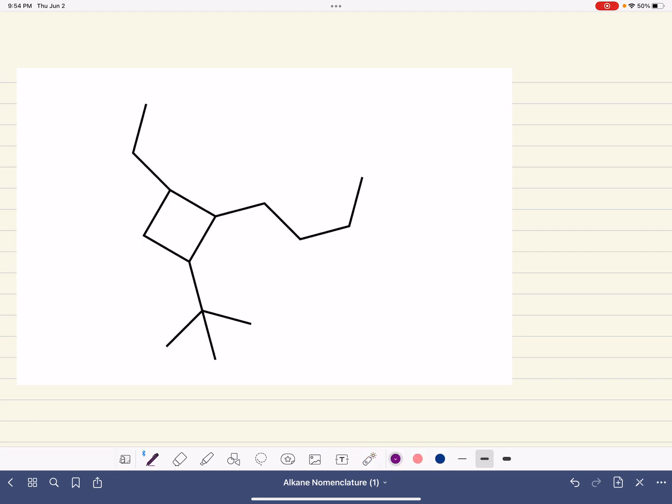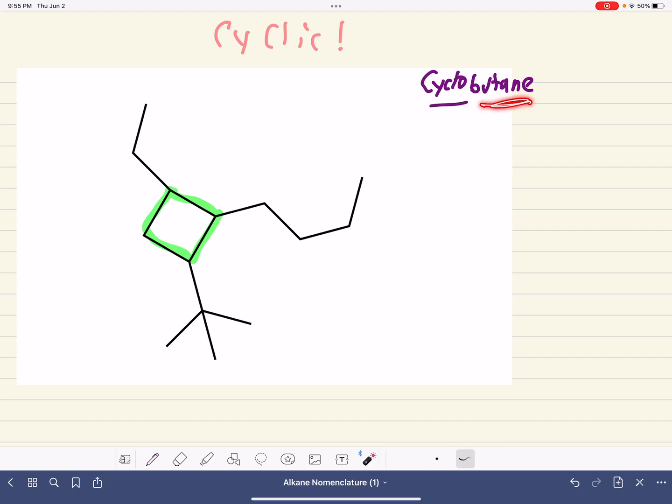All right, so let's look at this one. And the first thing that my eyes are drawn to is the fact that this is a cyclic molecule. I know it's cyclic because I see this carbon ring here that has no start or end. So that's going to be our parent chain. Now this is a 4-carbon ring. 1, 2, 3, 4. So a 4-carbon ring is butane. Now remember that because it's a cyclic molecule, we add cyclo in the beginning. That implies that it's not regular butane. It's not a 4-carbon chain. It's a 4-carbon ring, and that's what the cyclo gives us.